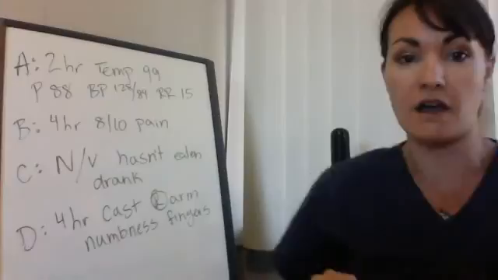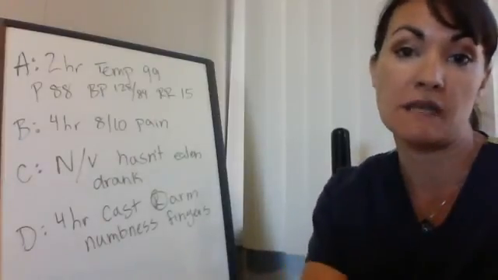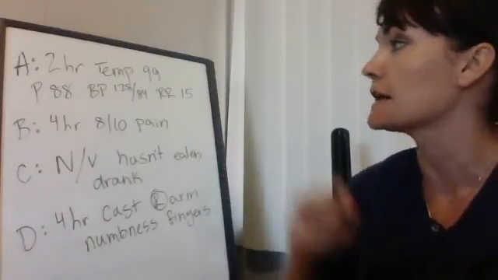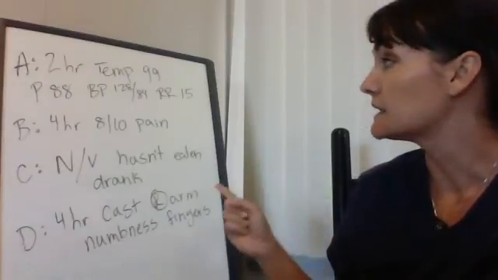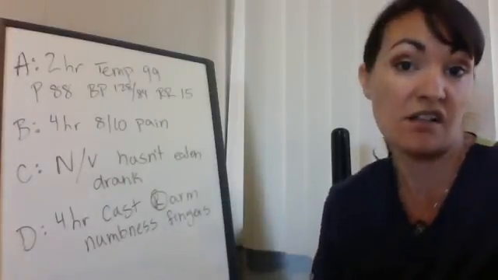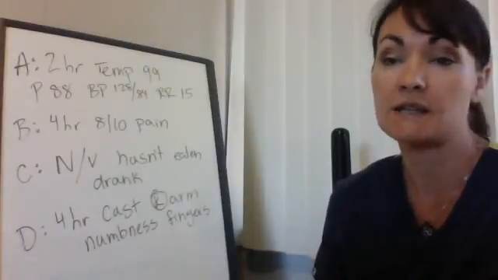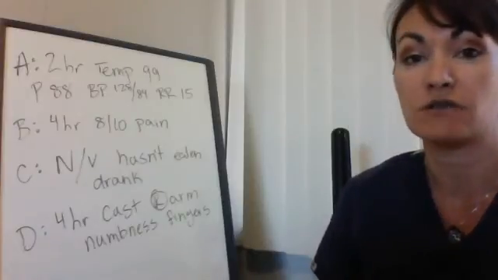Okay, so now we've got our 4 different clients. We need to figure out which one's going to be the priority that we need to see. So let's talk about each one of them. The first client, 2 hours post-op. Let's look at the vitals. We've got a temp of 99, a little high, but still within that normal range, a pulse of 88, BP 128/84, and respirations at 15.